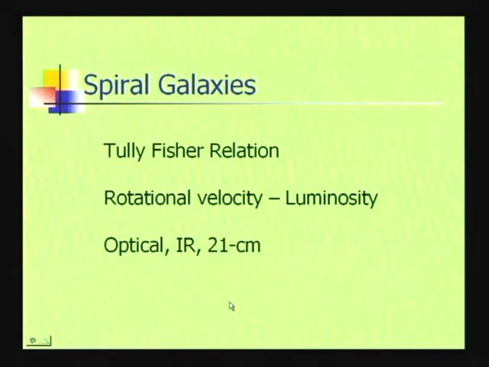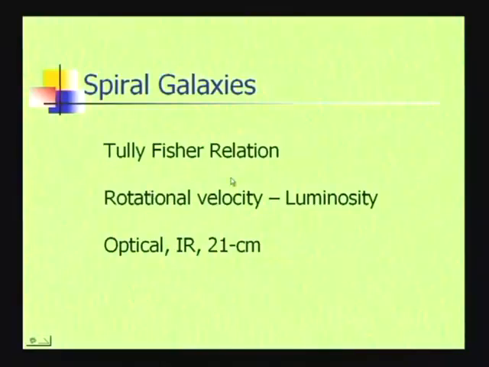Now for spiral galaxies, you have a similar thing. I have discussed spiral galaxies at greater length than elliptical, so I am not showing you a picture. I have told you that from various observations, particularly 21 centimeter observations, we know that spiral galaxies are supported by rotation, and they have a flat rotation curve beyond a certain distance. So there is a rotational velocity. Now there is a Tully-Fisher relation very similar to the Faber-Jackson relation.